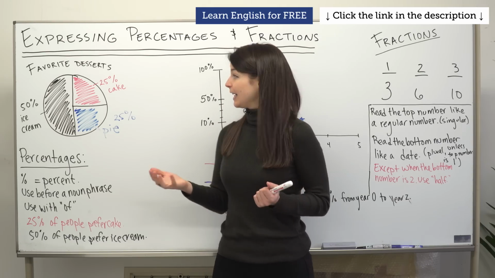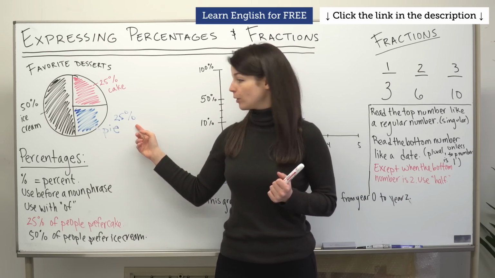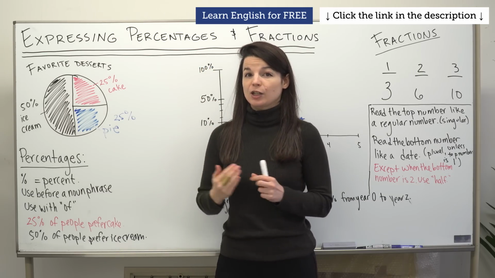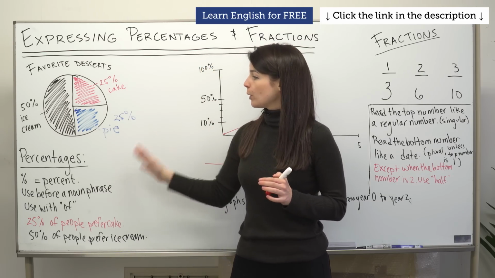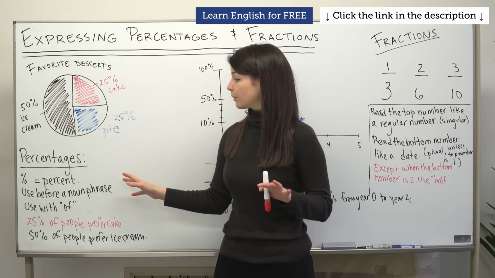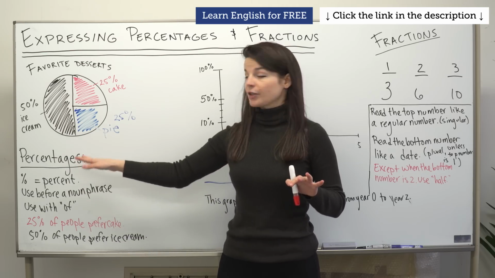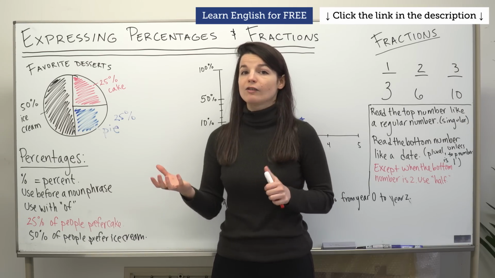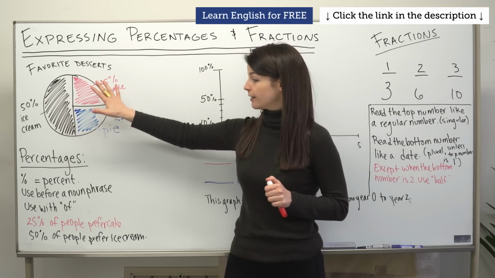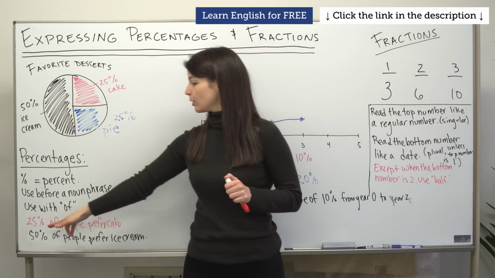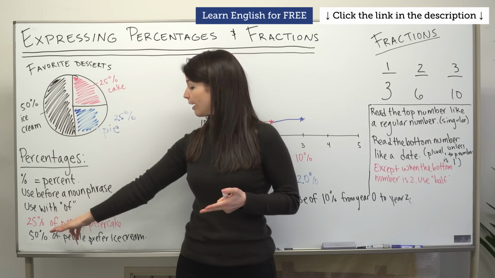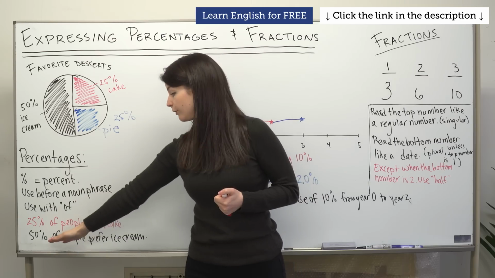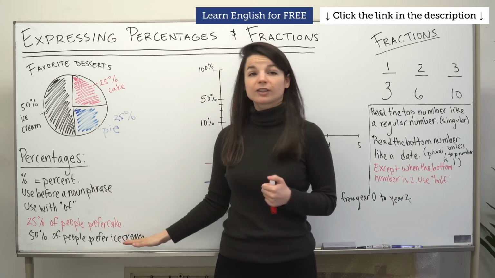So percent is the word that we use for this symbol. We use the word percent to explain this. So when we want to talk about data in this way, we can use percent before a noun phrase, and we use it with the word of. So to use this data as an example, we would say, for example, 25% of people prefer cake, as in this example. Or here, 50% of people prefer ice cream.